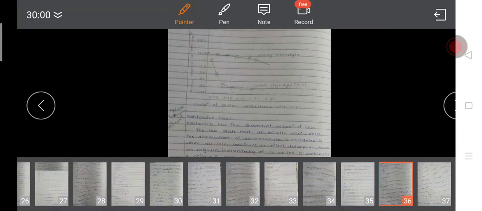Discuss or explain the effect of dilution or say concentration on conductance. I think you got this point very well. Please prepare, go through this topic very well. If you are having any query, any doubt, you are always welcome. You can freely ask on the Google Classroom or say on your Telegram group.